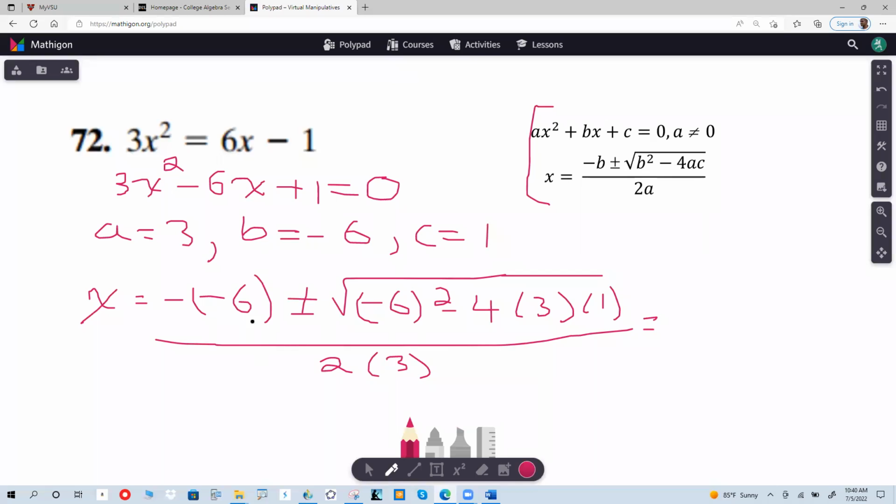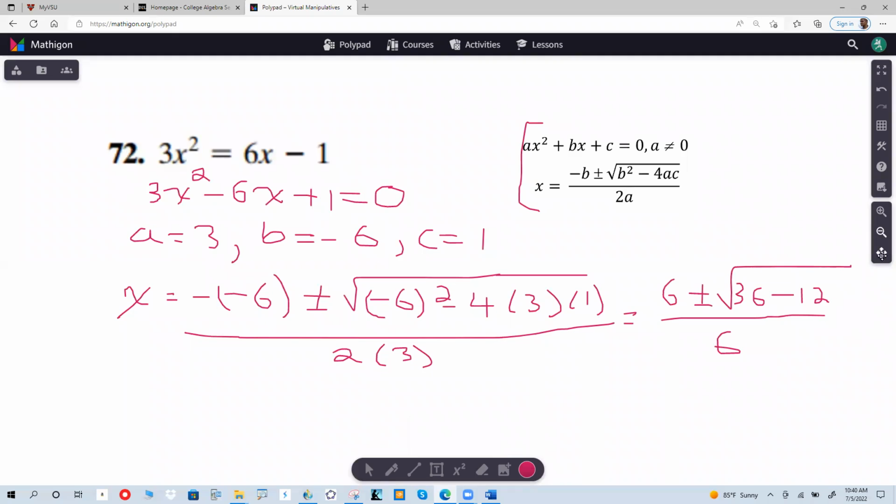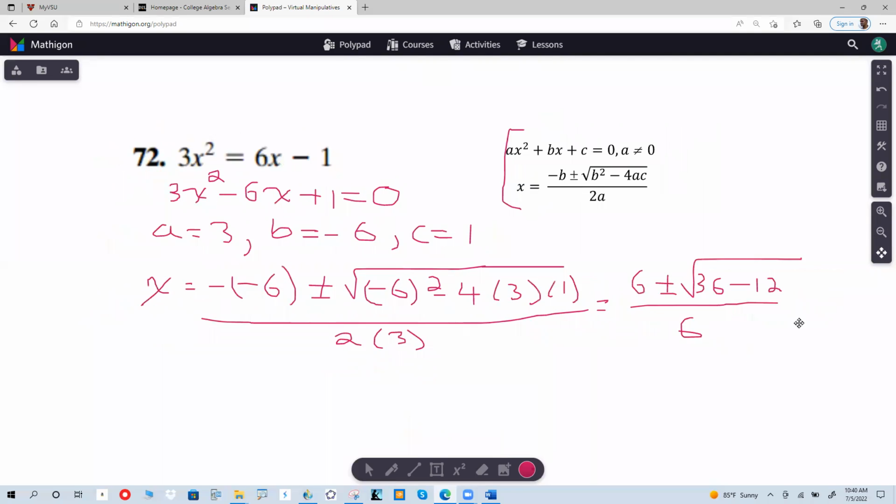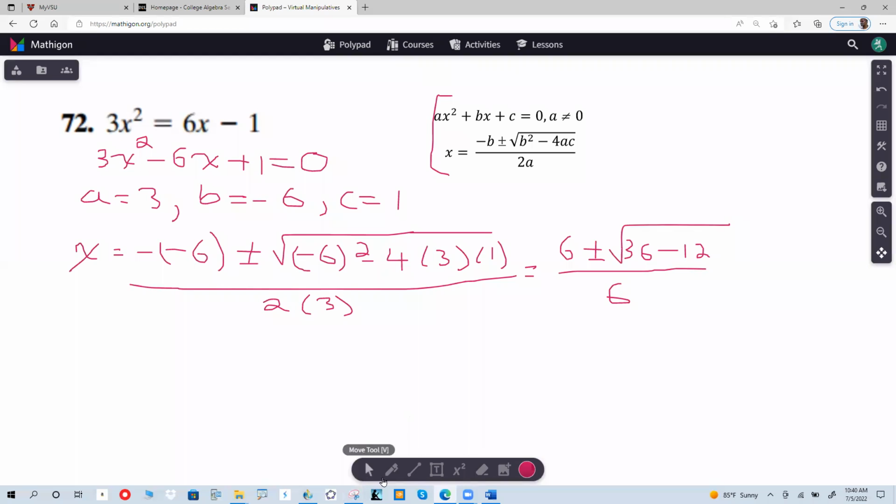Okay, now carefully, I'm going to simplify it. Negative and negative 6 will give me positive 6. Plus minus is still here. Inside the radical, negative 6 squared is 36, but positive. 4 times 3 times 1 is 12, minus 12. That's much better. 3 times 2 is 6. So let's work on this one. 36 minus 12 is 24.